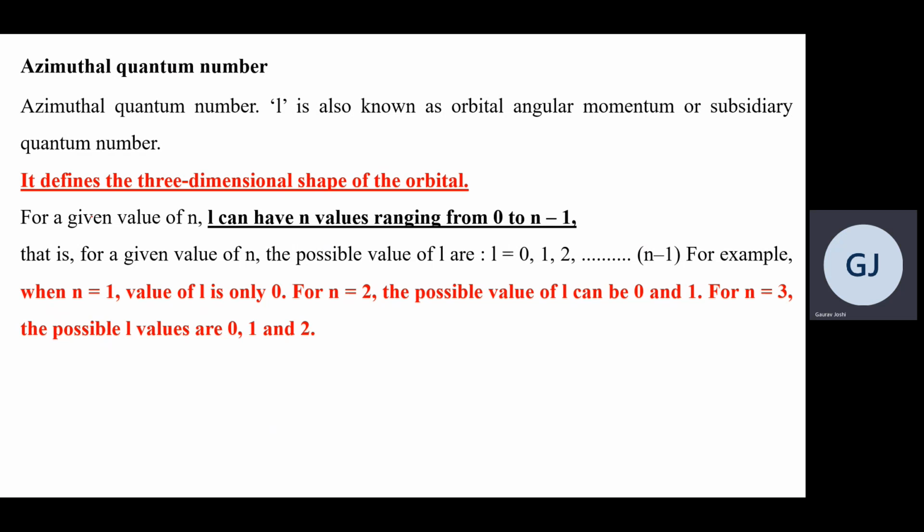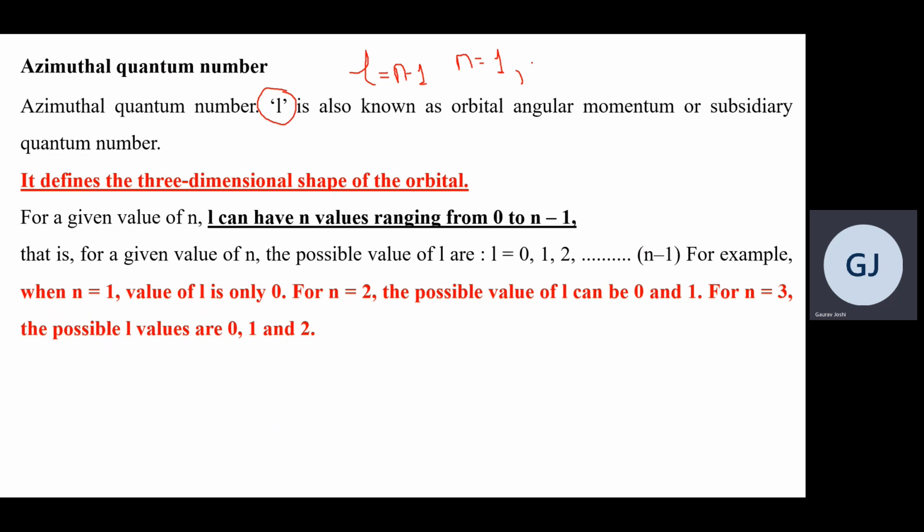Then what we have is the azimuthal quantum number. This is the second type of quantum number. It is denoted by the symbol l. Now l can have values depending on n. For example, if n is equal to 1, the value of l will be equal to n minus 1. So if n is equal to 1, the l value will be 0.